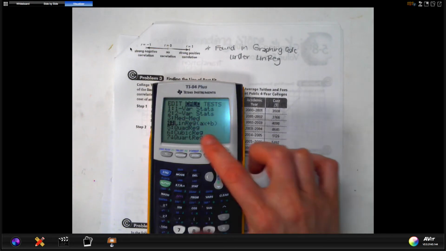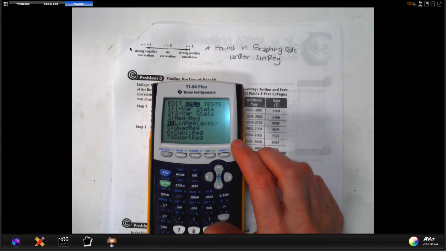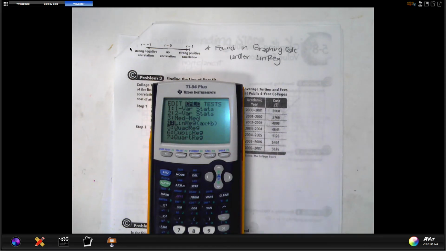And you'll notice it says AX plus B, which should remind you of Y equals MX plus B. It's going to give us a line of best fit. So press enter on that and take a look. Make sure it has the correct lists in it. And we want it to calculate it. So we want to go all the way down to calculate and then press enter.